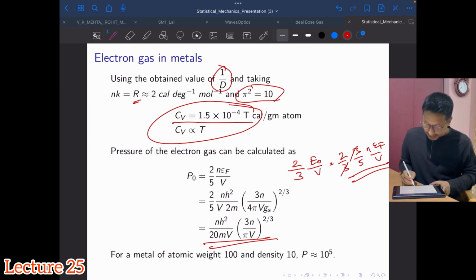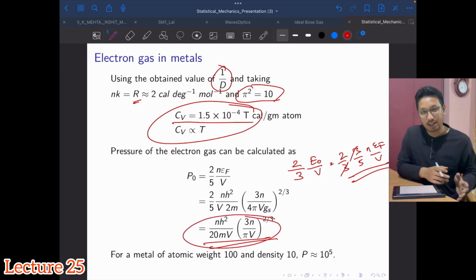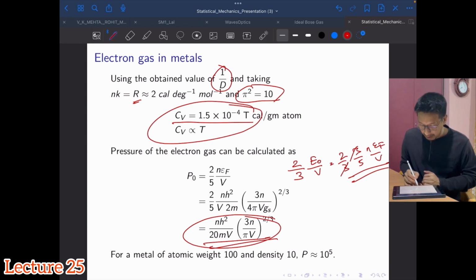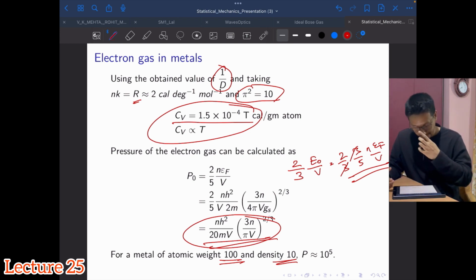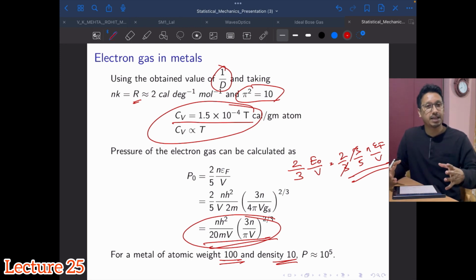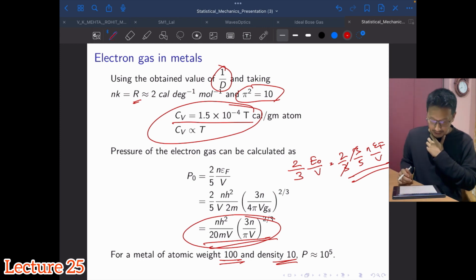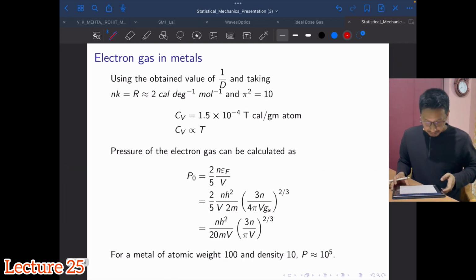Again, if you substitute the earlier values that we have used, for a metal of atomic weight 100 and density of 10, the pressure is of the order of 10 to the power 5. So this is again very high. That's why, at any temperature, the pressure due to these electrons, the Fermi gas, is extremely high, of the order of 10 to the power 5.